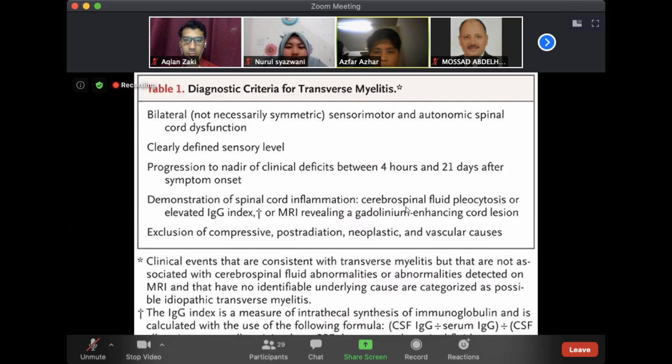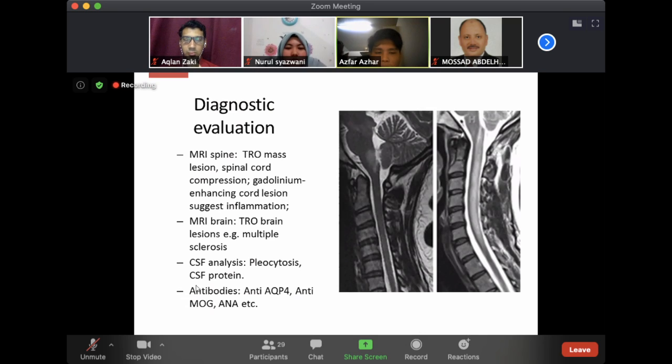We want to see if there's any pleocytosis or raised CSF protein, and also we can test for antibodies such as anti-AQP4, anti-MOG, and ANA, because one of the causes of transverse myelitis itself is autoimmune. So we want to see whether the antibody is there or not.